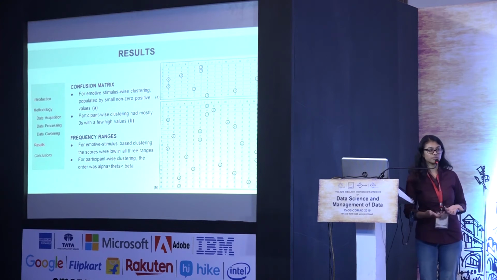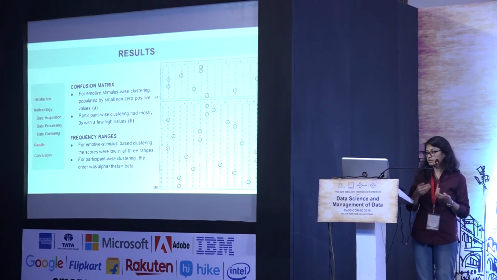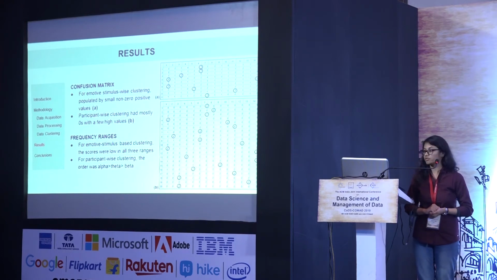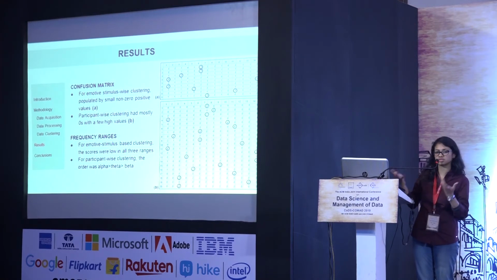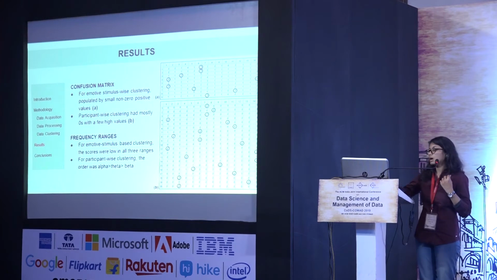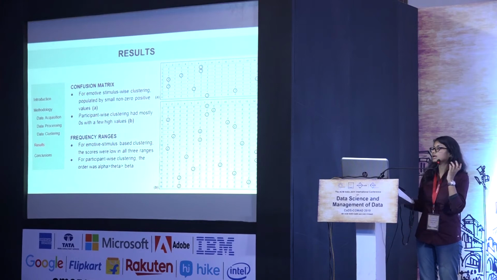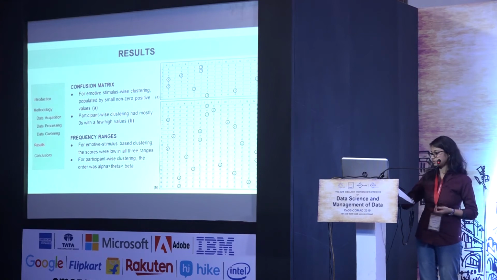Even in the confusion matrix, what do we generally want? We want the matrix to have zeros and a few high values at the required spots, right? In the case of emotion-wise clustering, we could not observe that. We had a whole matrix of very small values, 1s, 2s, 3s, compared to the higher values of 20 that we should have achieved. But in the case of participant-wise clustering, we got the matrix very well populated, with 9s and 8s and lots of zeros.